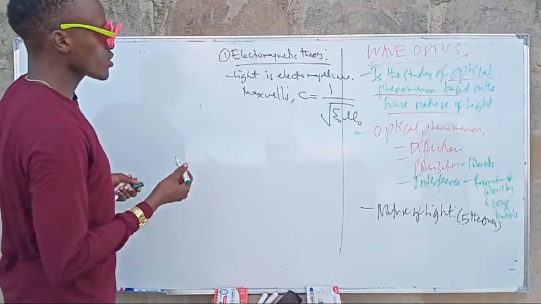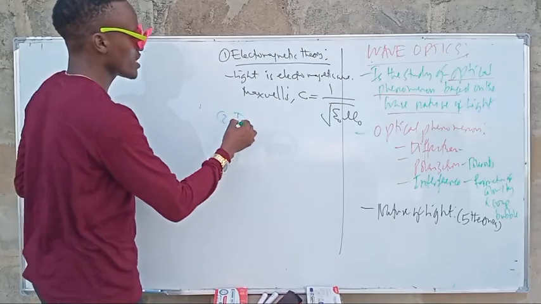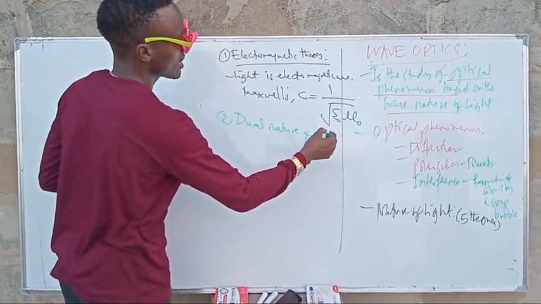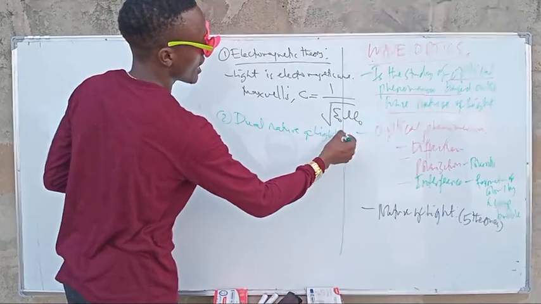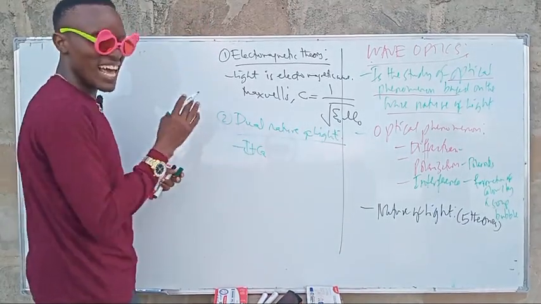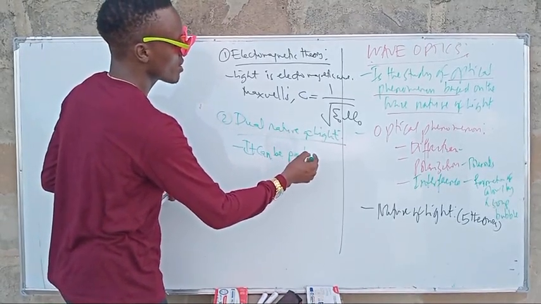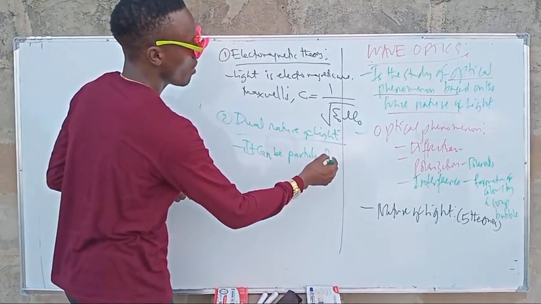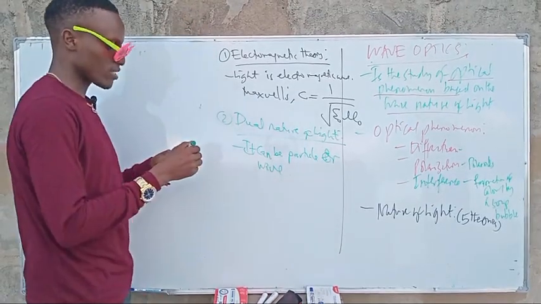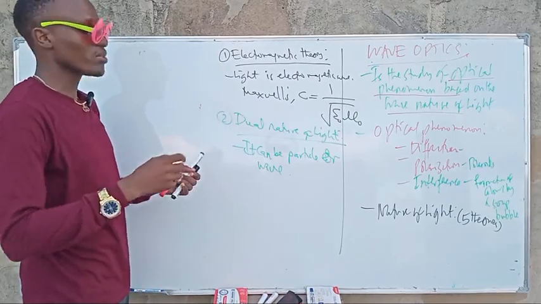Okay. So let's speak about number 2. Let's talk about the dual nature of light. So light can be a particle or a wave. It has two natures. This theory explains that light has two natures.